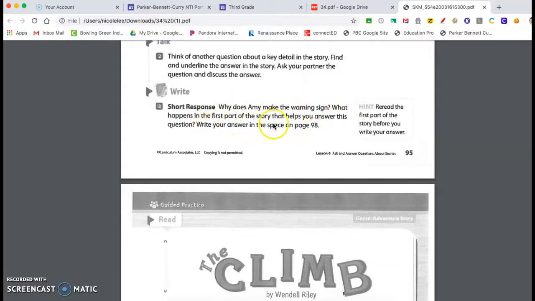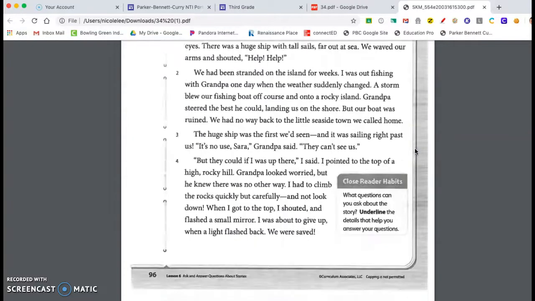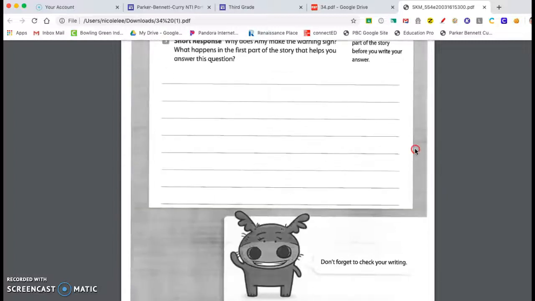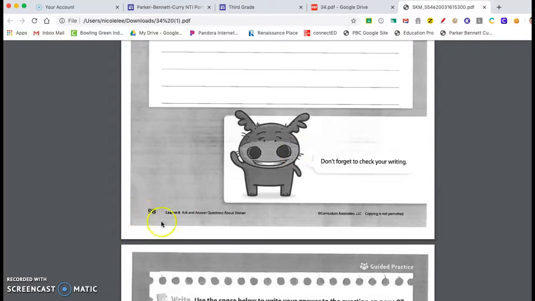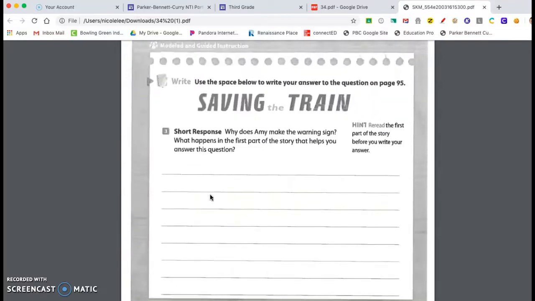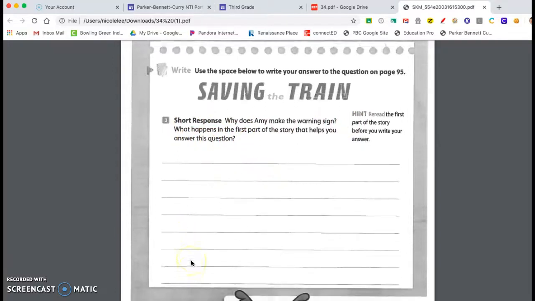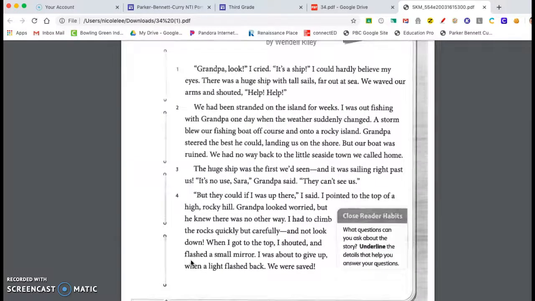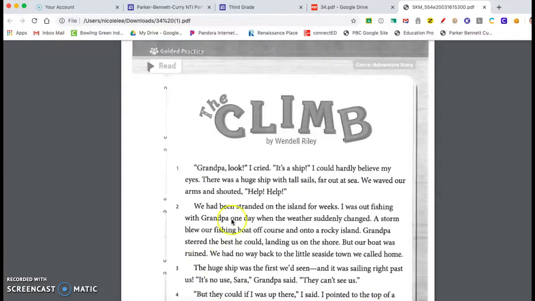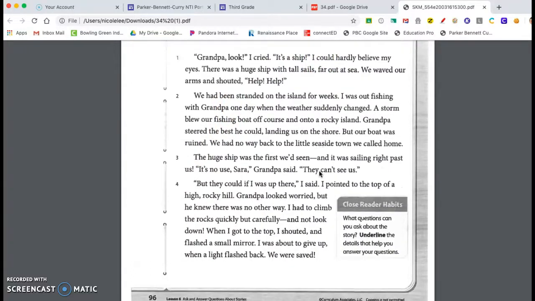But you're going to write your answer on page 98. Look, this is page 95. So you'll have to turn here to page 98 to answer your question. And it asks it again. This is where you'll write your answer. After you finish that portion, you can go back to the story, The Climb by Wendell Riley. And you will read The Climb.